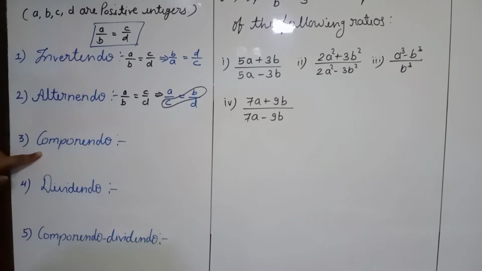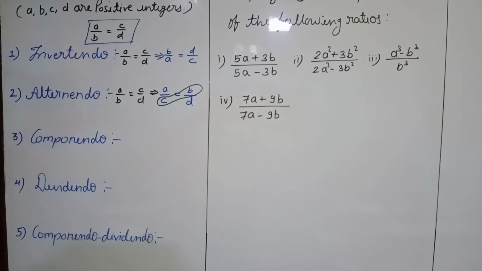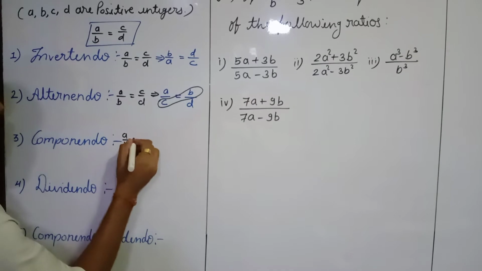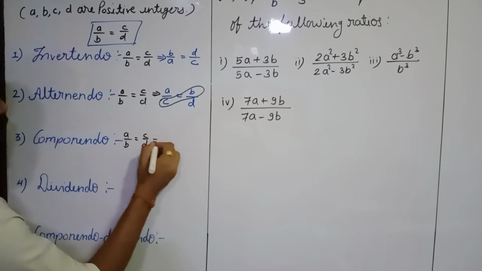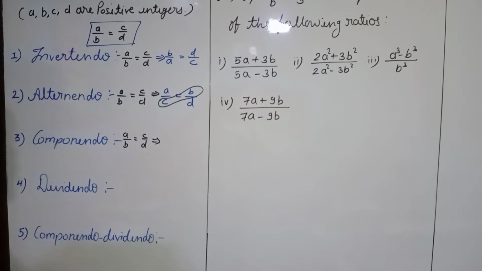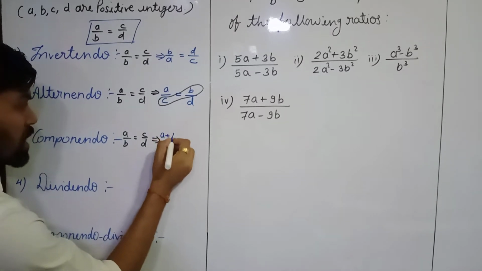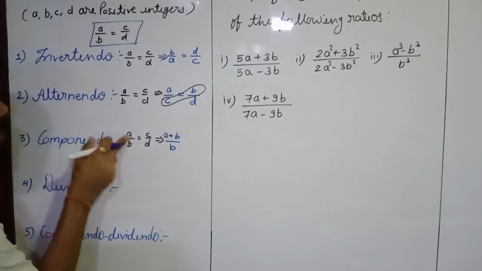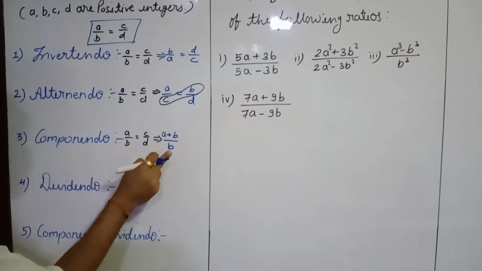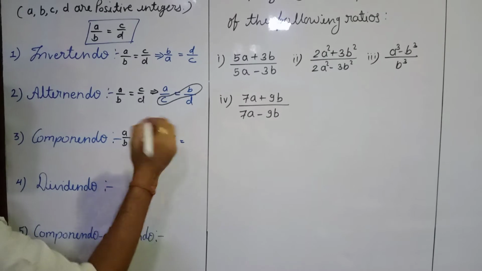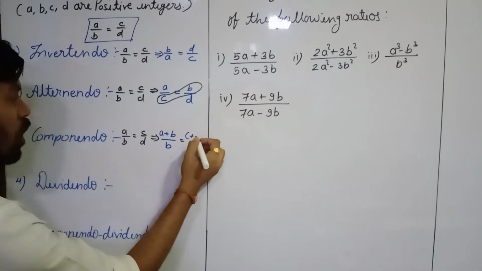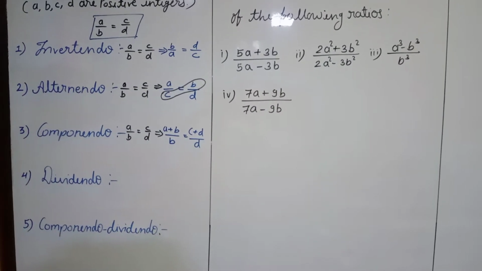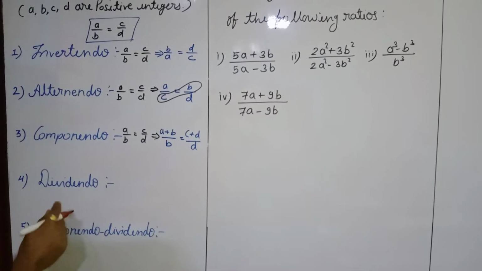Come to the next one, componendo. Whenever we are talking about componendo, if we have the same condition A upon B is equal to C upon D, then we should write A plus B upon B. Got it? We have to add the denominator to the numerator, and the denominator stays as it is. Equal to the same change we have to do on the right hand side, C plus D upon D. Yes? Come to the next one, that is dividendo.